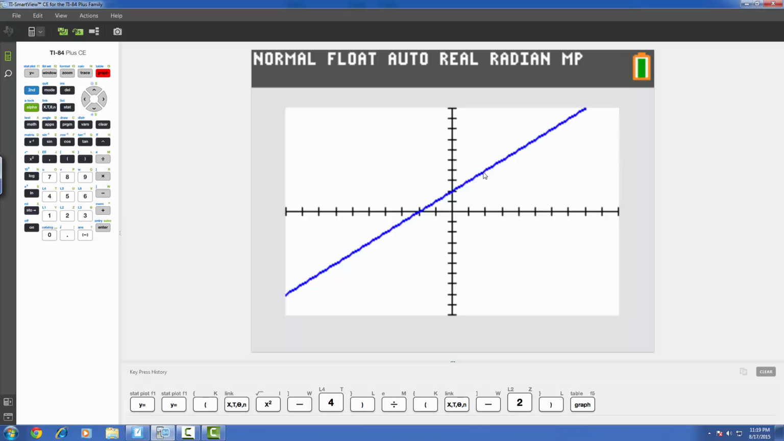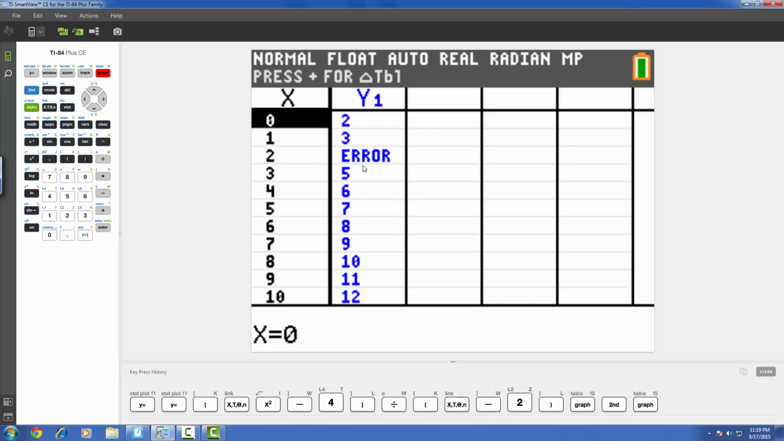However, notice there is no hole in this graph. The reason is that there actually is a hole, but the pixel density of your graphing calculator can only show so much. Believe me, there is one there; your graphing calculator is just not showing it. One way we can confirm this is to go to our table, second table, and you can see an error happening at 2 because of that undefined statement.